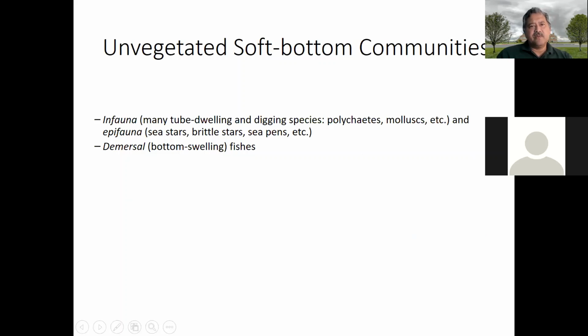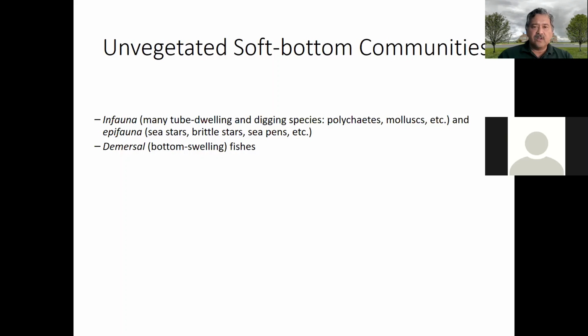Unvegetated soft bottom communities. All right. So we have infauna and epifauna. The infauna, many tube dwelling and digging species, polychaetes. If you'll remember from our study of marine worms, the polychaetes are segmented worms that have these structures that look like legs, look like arms, but they aren't arms.